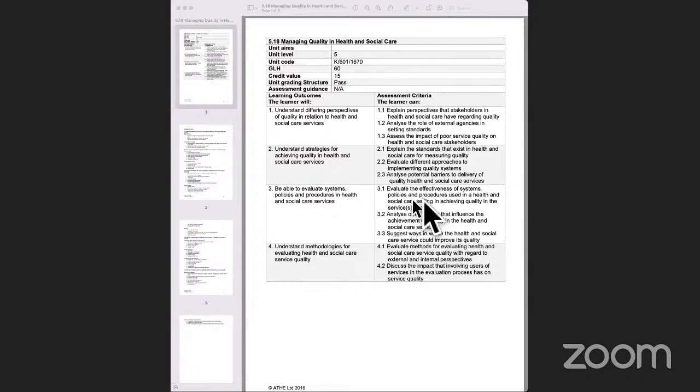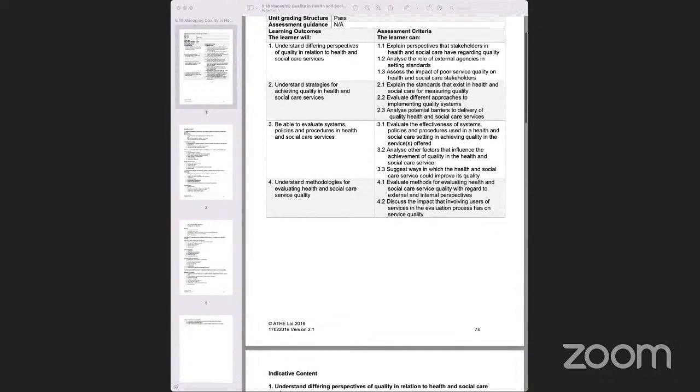We are looking at first evaluating and understanding the effectiveness of systems which are used to put quality policies and procedures in place, and in specific with regards to a health and social care setting. The second one will be looking at factors that could be influencing the achievement of this quality standard that has been set within health and social care services. And last but not the least, we'll be looking at discussing ways in which health and social care services could help improve its quality. So how do organizations go about improving their quality, look at a corrective action plan, look at improving benchmarks and quality when they follow some of these policies and procedures.